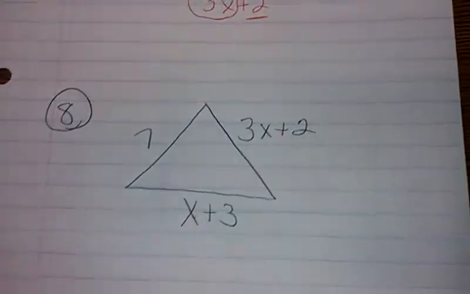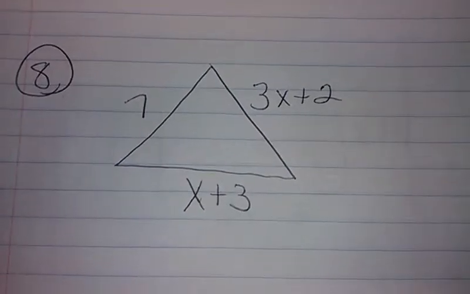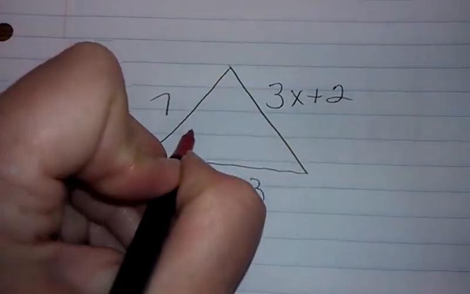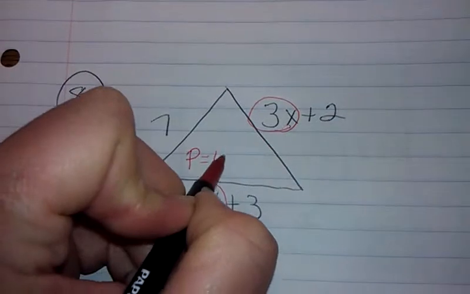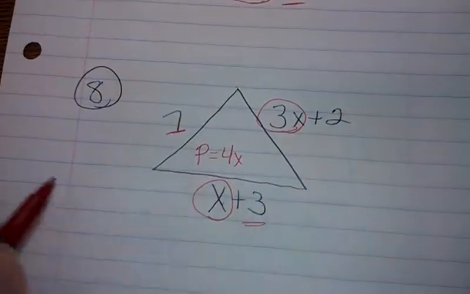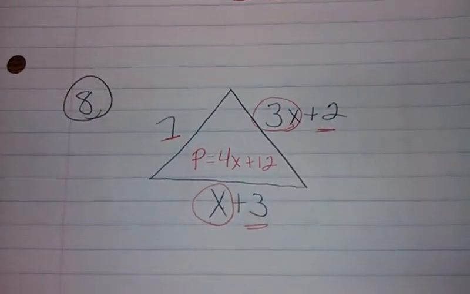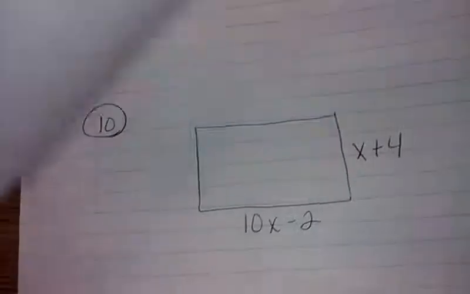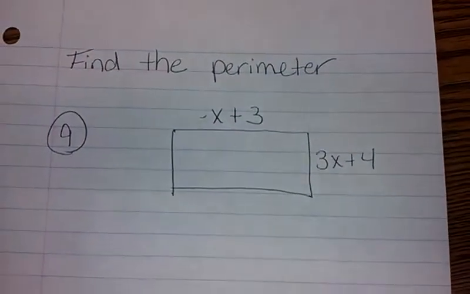Number 8, even though it's a different shape, it doesn't matter. It's still the same concept. Press pause and see how you do. Well, on this one, I have 3x and 1x. That gives me 4x. Then I have 7 plus 3 is 10, 11, 12. And there's my perimeter. Okay, pause the video and see how you do on this one.